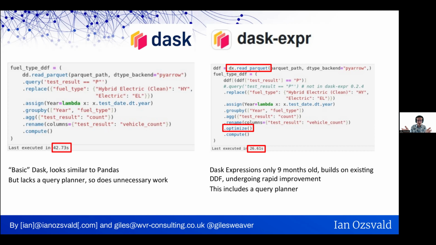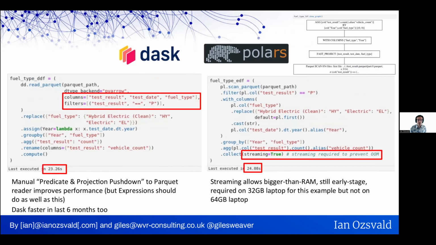But you see, if you look at the code, it looks kind of the same. We couldn't do the query that wasn't supported in Dask expressions 2.4. It's been added since, but there are caveats around it. So we just got rid of it and did a DDF mask on test result comparing to P, the passed flag. The rest of the code is exactly the same. You call optimize. It does an optimization pass on the query that has been expressed on the DX object. And then you run it with a compute and it takes 26 seconds rather than 42. So that's a nice speed up for almost no work at all.